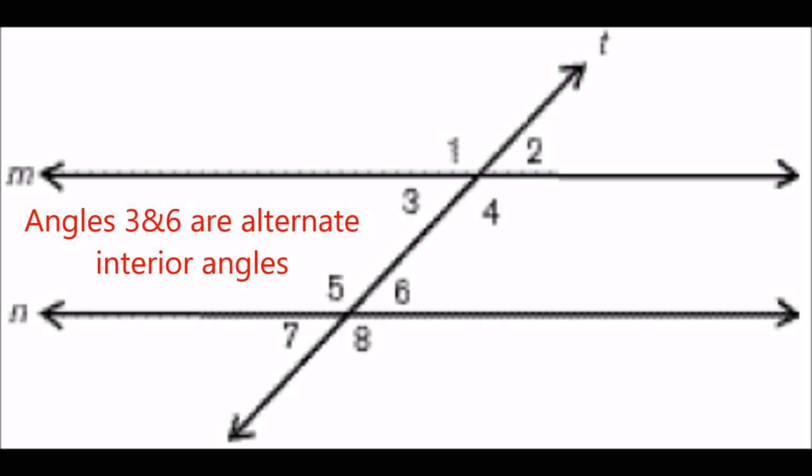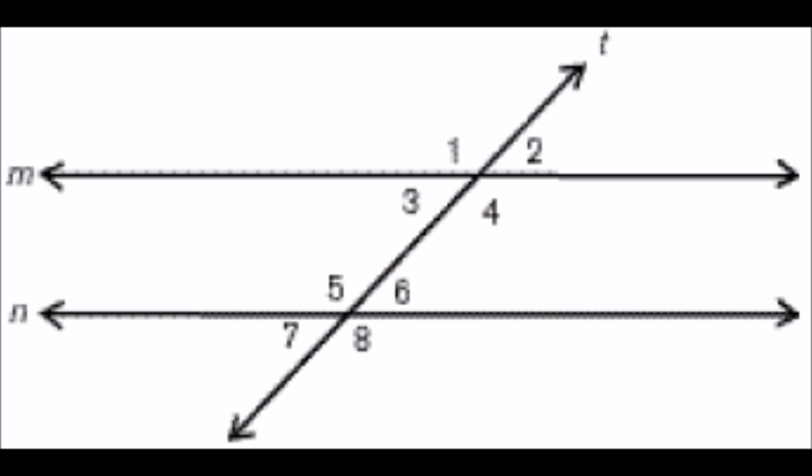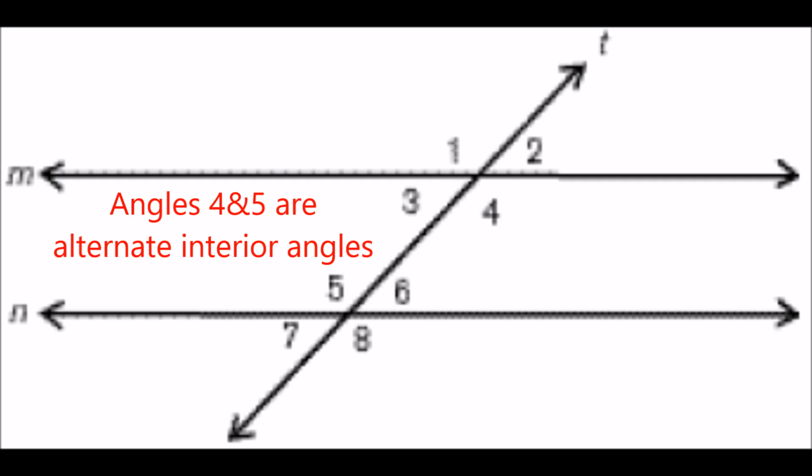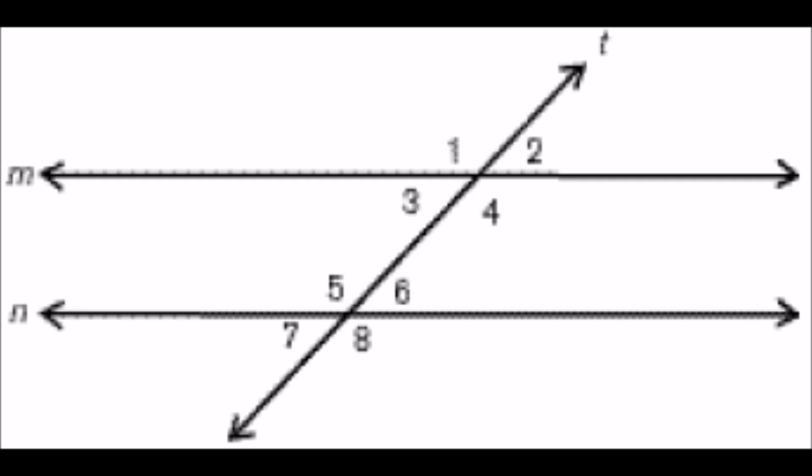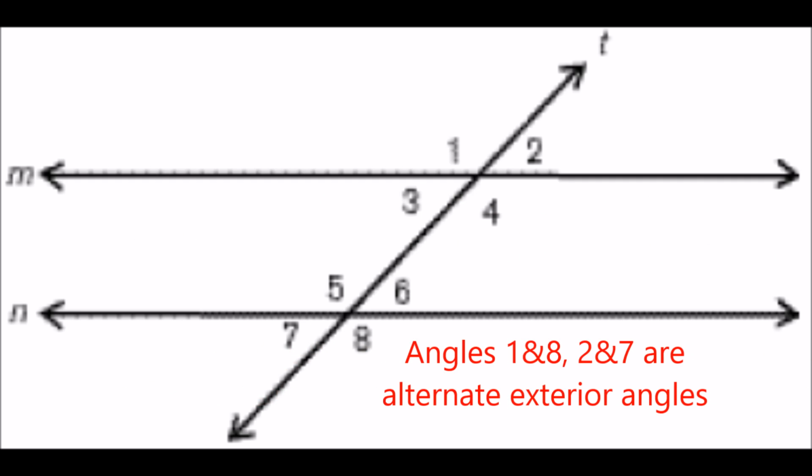Angles 3 and 6 are called alternate interior angles since they are non-adjacent interior angles. Angles 4 and 5 are also called alternate interior angles. Angles 1 and 8, and also 2 and 7, are alternate exterior angles since they are non-adjacent exterior angles on opposite sides of transversal line T.